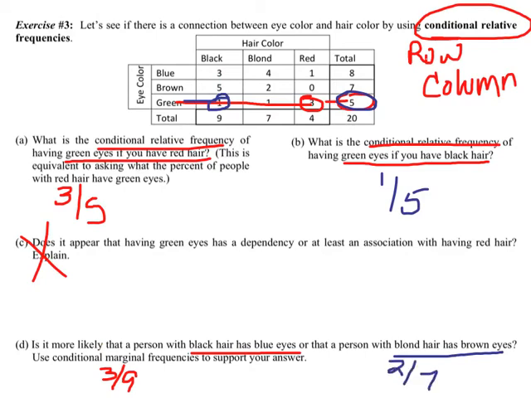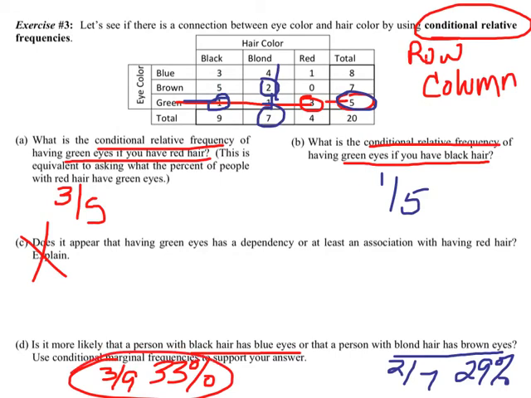Notice I started with blonde hair, so that means I'm going down until I see brown eyes, which is 2, and then I get my total from that same column. So the easiest way to do that is change these both into percents. 2/7 gives me 29%. 3/9 gives me about 33%, showing that it is more likely to have black hair and blue eyes.